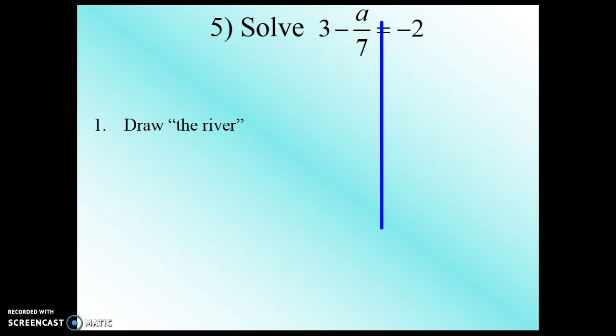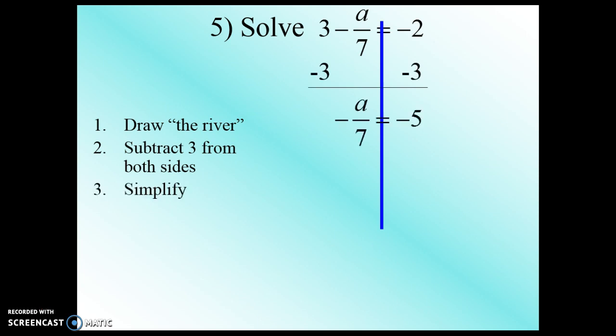What's the first thing beside a divided by 7, as the fraction? That positive 3. Remember, this is a positive 3. There's no symbol to the left of it, which makes it positive. So we need to get rid of this 3. How do we get rid of a positive 3? Opposite of positive is negative, so we're subtracting 3 from both sides. We simplify. We bring our negative a over 7 down, because this minus sign is to the left of it. We bring this down. Negative 2 minus 3 is negative 5.